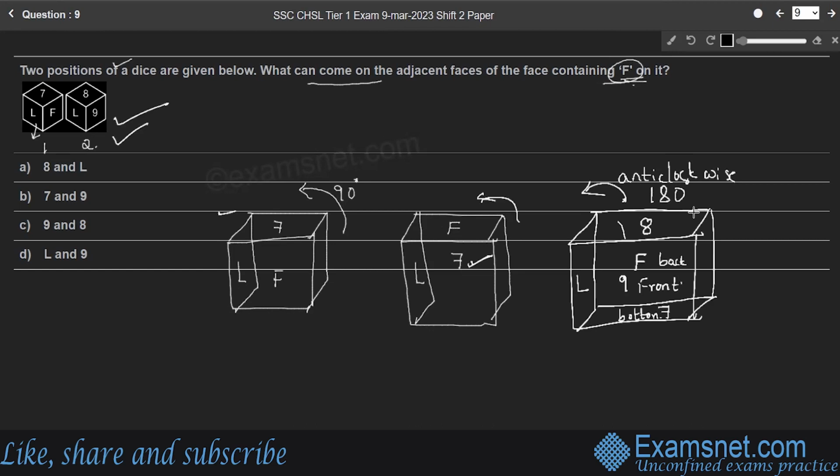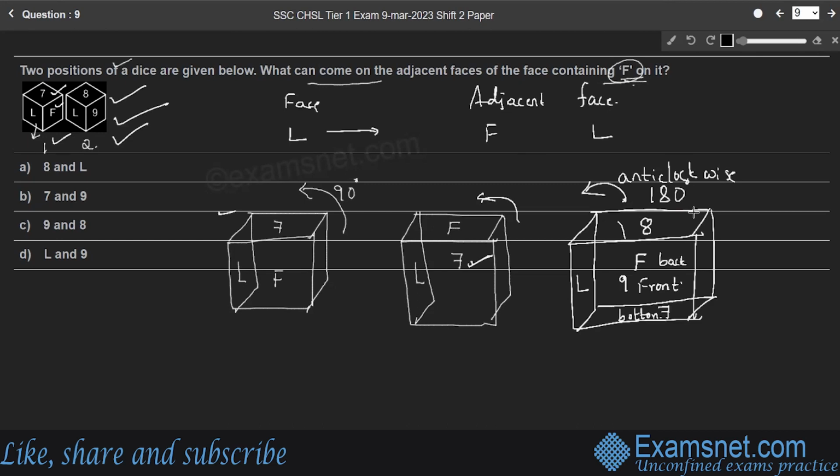9 is the front face, right? Now consider face L and its adjacent faces. So consider the first position. In the first position of the dice, F and 7 are adjacent faces of L, right? In the second position, 8 and 9 are adjacent faces of L, right?